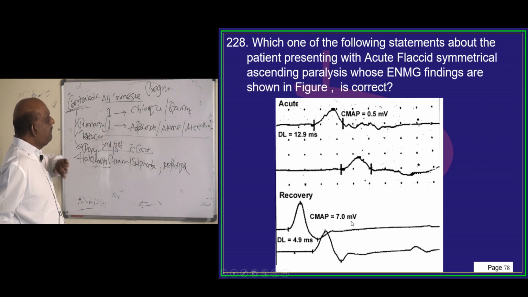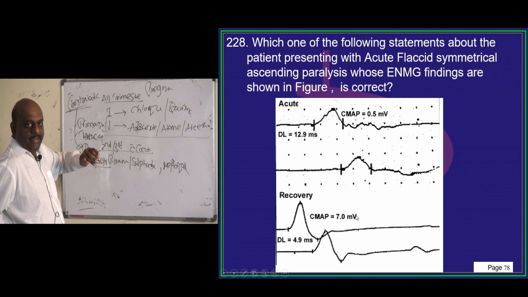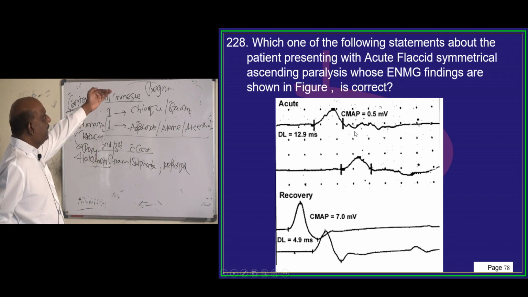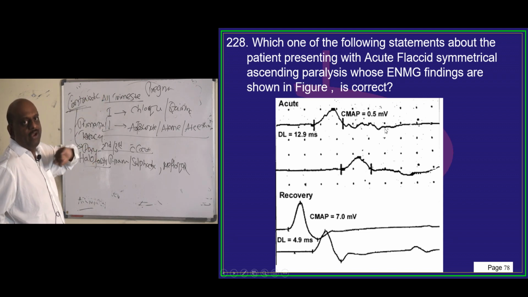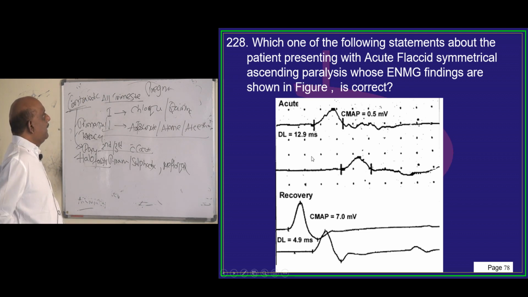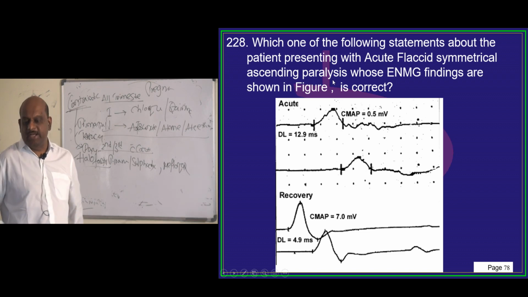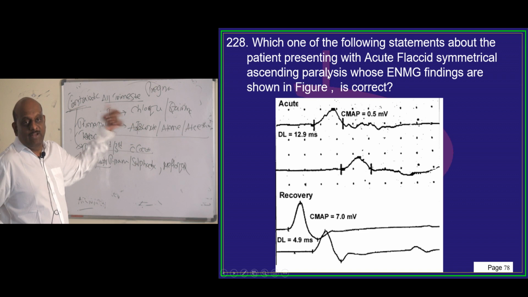CMAP value was 7 millivolts after recovery, but during acute phase it is only 0.5 millivolts. So looking at this, you should diagnose what this condition is. By now you know what it is. You don't need to even look at this ENMG.